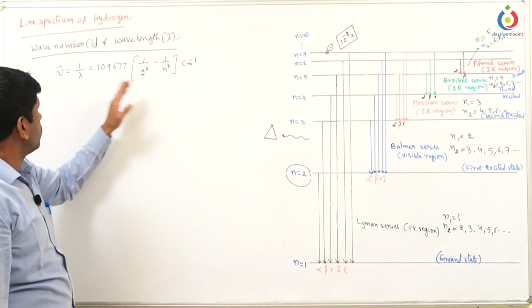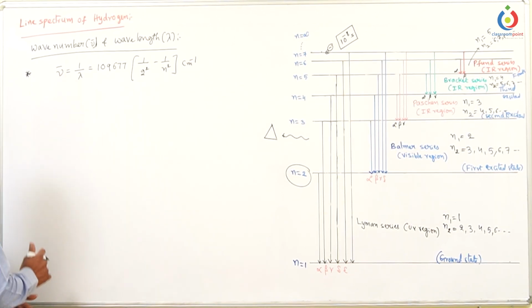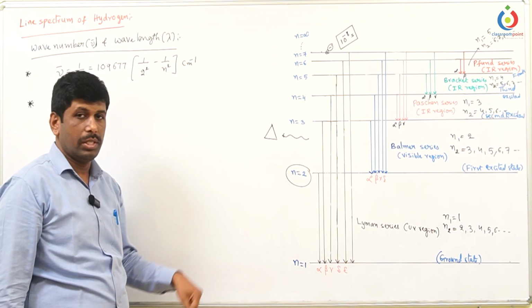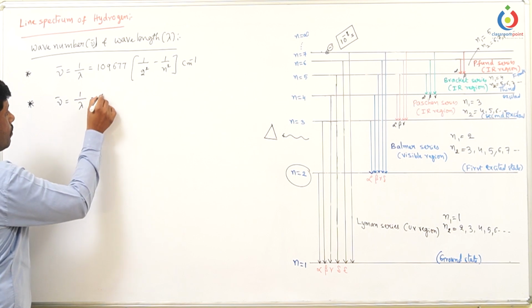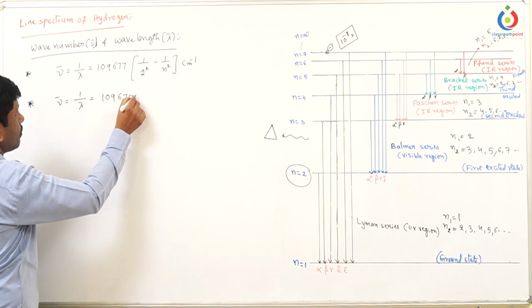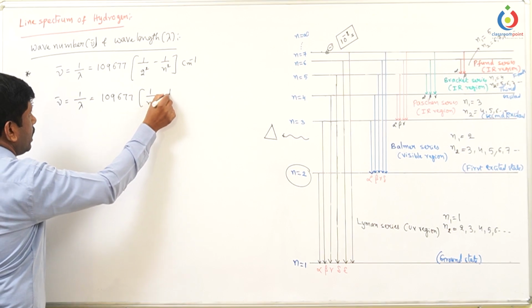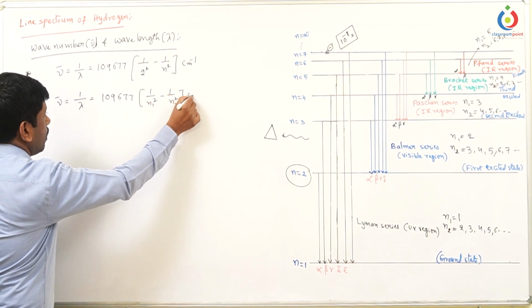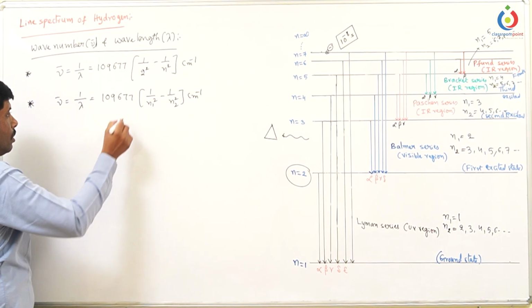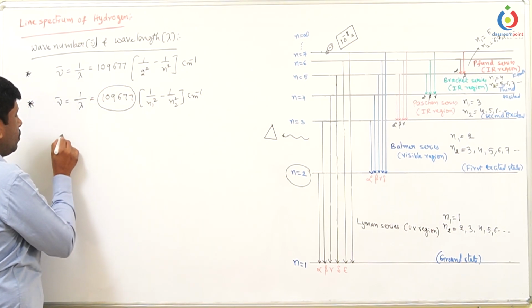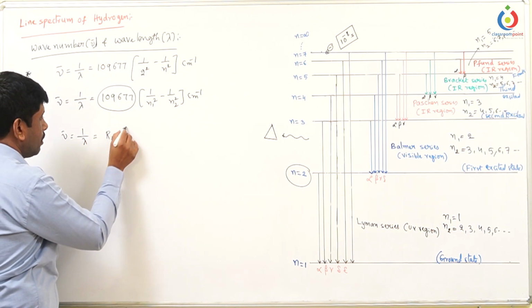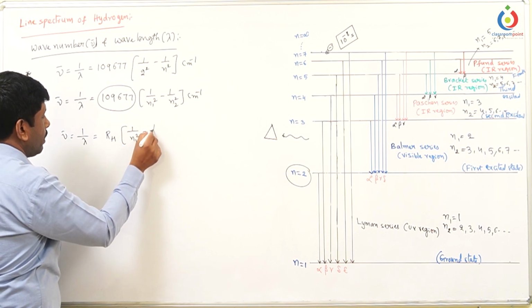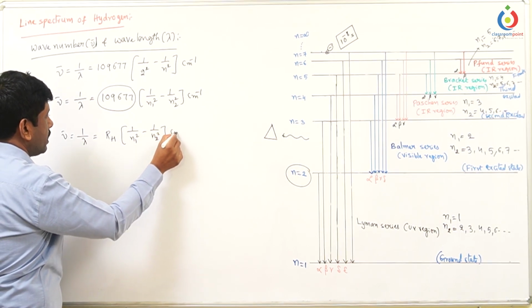By substituting these values, we can get the wave number or wavelength. Then later Rydberg modified this equation and tried to apply it to the other series of lines using the formula nu bar equals 1 by lambda equals 109,677 into 1 upon n1 square minus 1 upon n2 square per centimeters. This value was later replaced directly using the constant called the Rydberg constant for the hydrogen atom, into 1 upon n1 square minus 1 upon n2 square per centimeters.